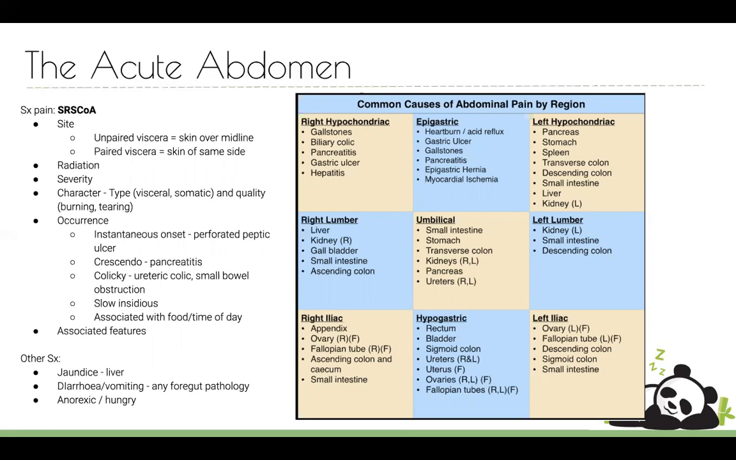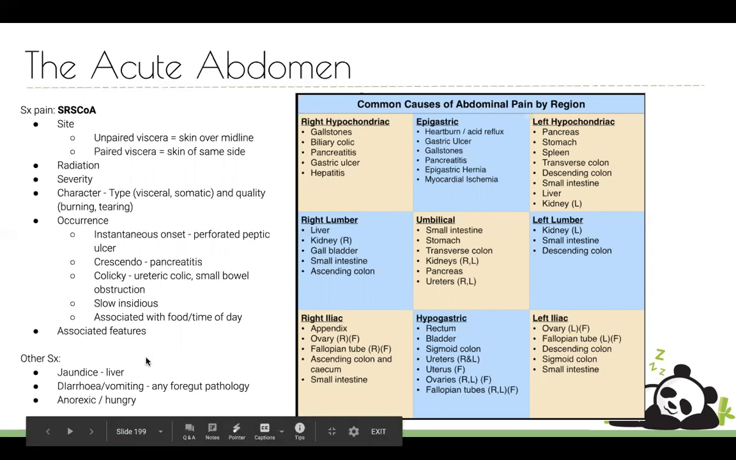So you're thinking of a stone in your ureters, or a stone in your bile duct, or a small bowel obstruction, something like that. Is it associated with food, etc., and associated features? And then you'd ask about associated symptoms.